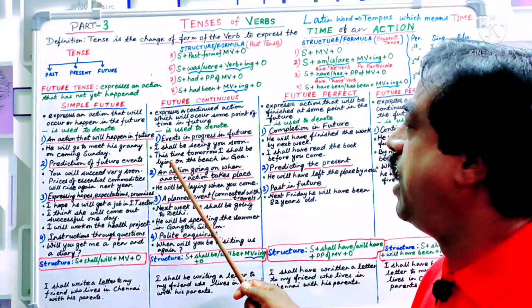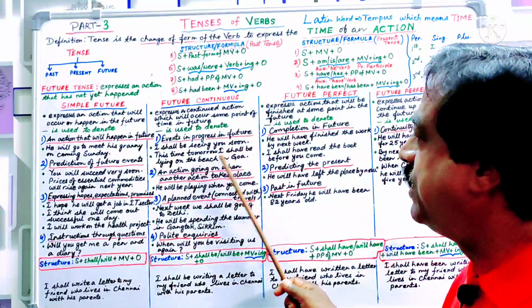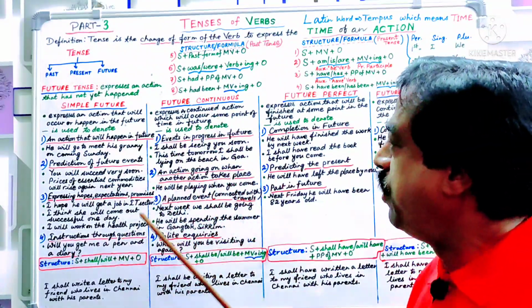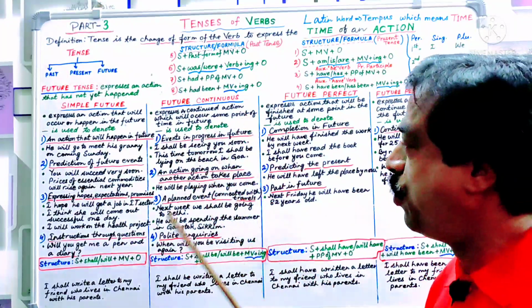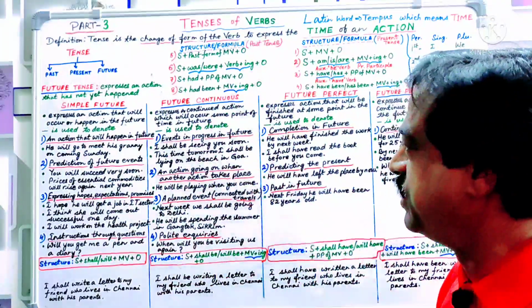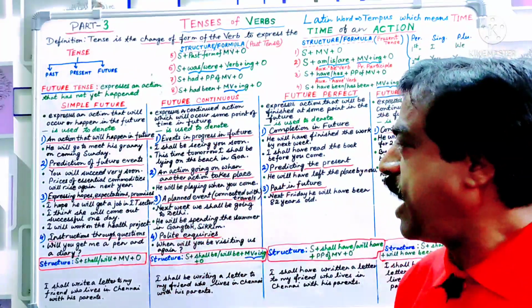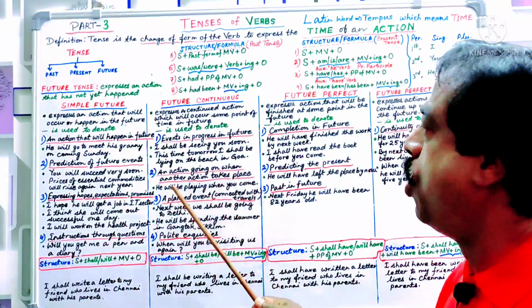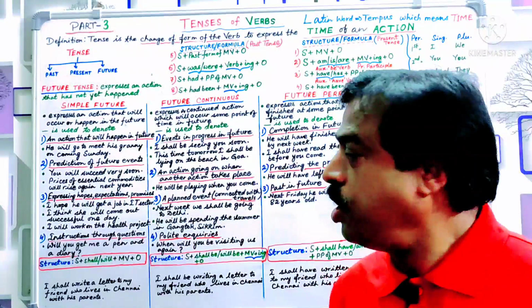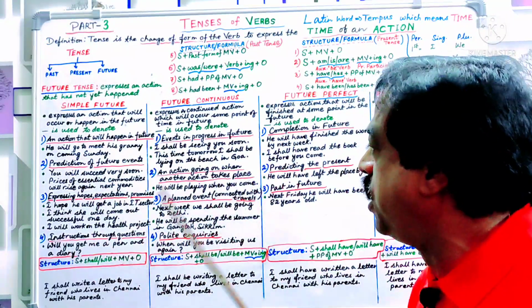Then again, this time tomorrow, I shall be lying on the beach in Goa. So, the event that is in progress in future is all about the future continuous tense. Now, the second use can be an action going on when another action takes place.